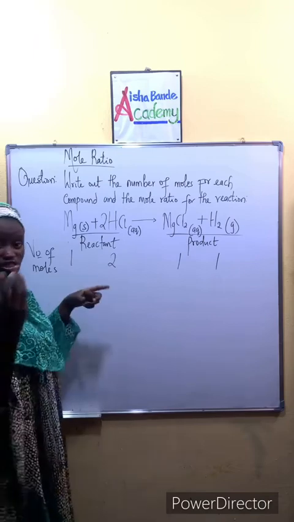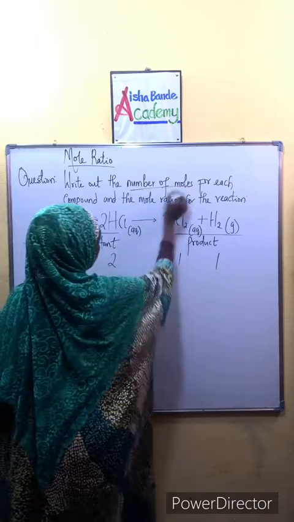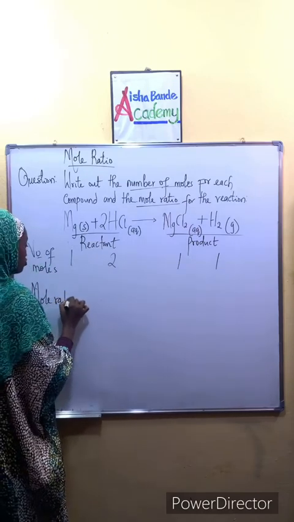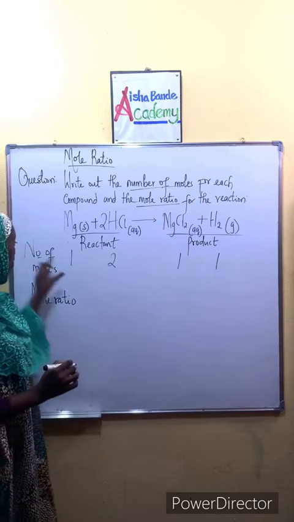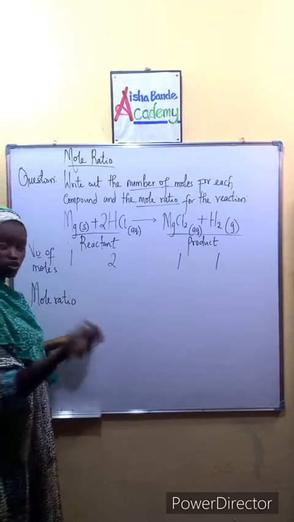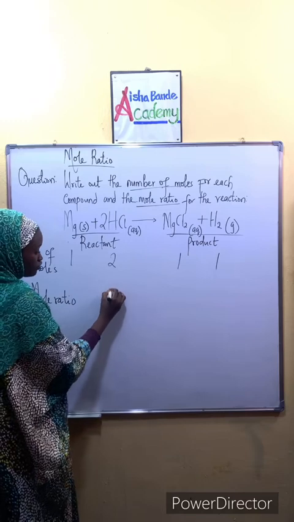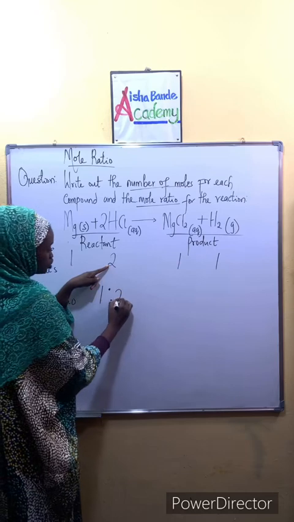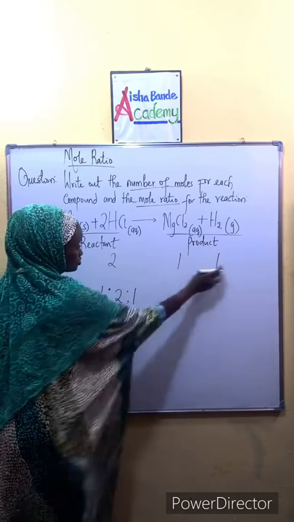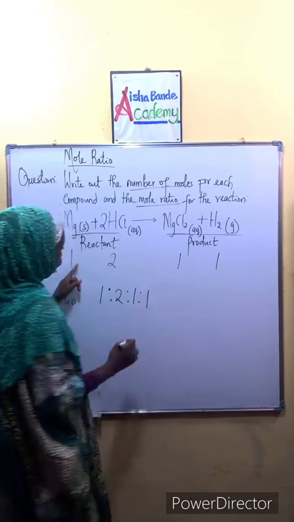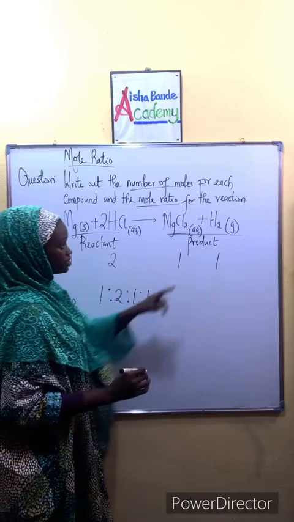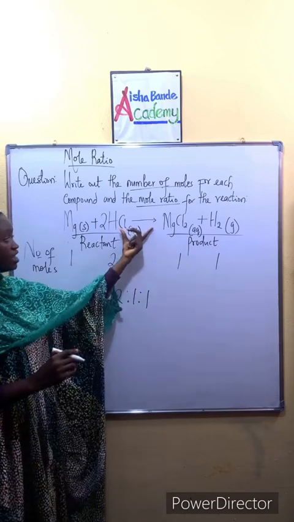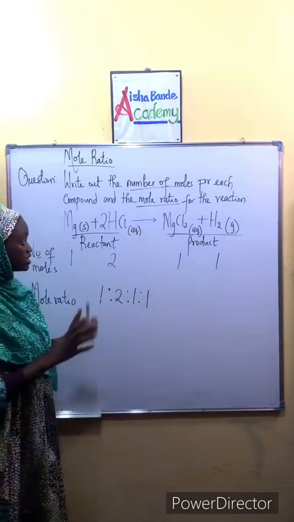Now, this is a 2-in-1 question. We have to find the number of moles and also the mole ratio. So for the mole ratio, we have to bring out the number of moles before we move on to the mole ratio. Since we have the number of moles, now the mole ratio, we all know the symbol for ratio, right? This is the symbol for ratio. So the mole ratio now is going to be 1 ratio 2 ratio 1 ratio 1, okay? So what this means is this is the mole ratio for this chemical equation. So this is just as simple as that.